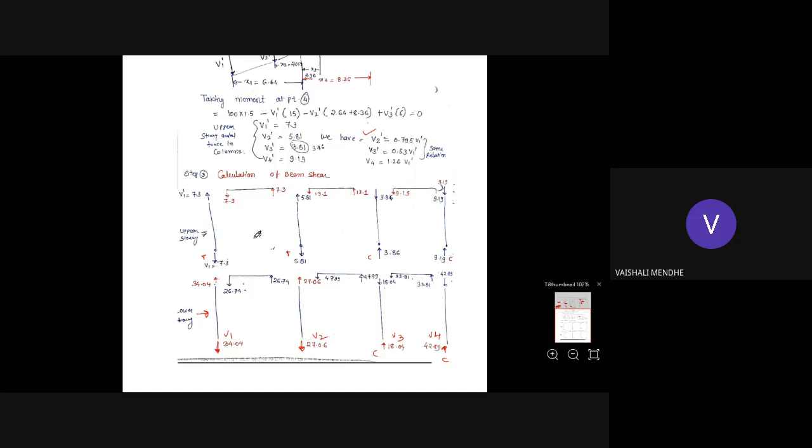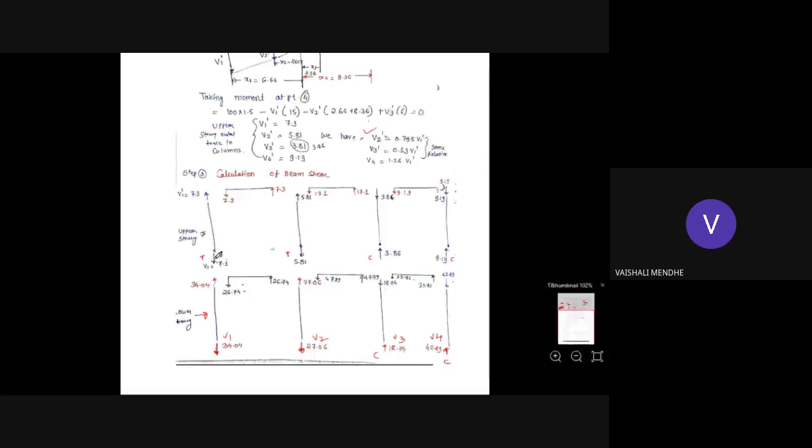Similarly, we'll show this for the upper story column. Here, again, this is downward, so this is V1 dash, it is 7.3 downward, V2 dash 5.81 downward, this is V3 dash, this is upward 3.81, and V4 dash, this is upward.